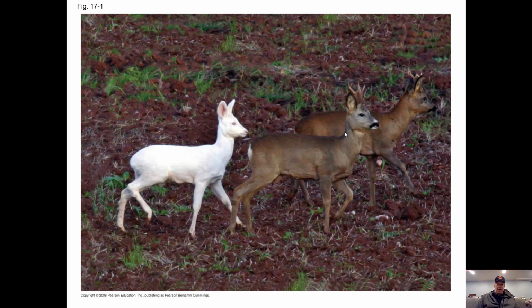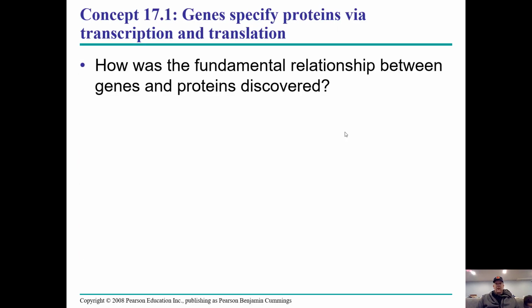One of these things is not like the other. Here we have albinism in some sort of deer, and that's going to be because there's some sort of mutation in the DNA of the deer on the left that's not allowing it to produce much, if any, pigments. So how do we figure this out?